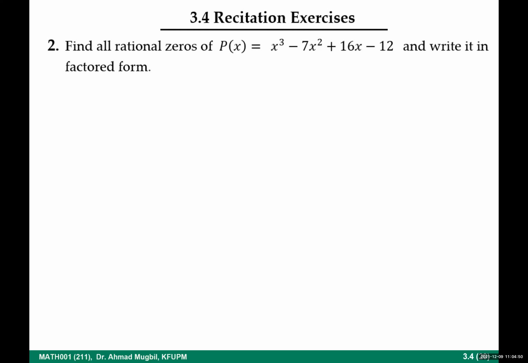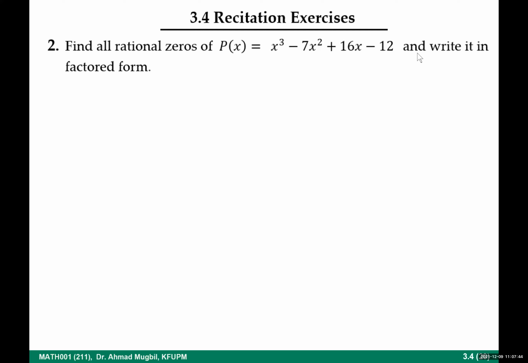You have a polynomial of degree 3, so it is easy to factor it and find the zeros. You just need to find one zero. If you can find one zero for this polynomial, the remaining factor will be of quadratic type, and you can factor it if it is not a prime polynomial. Right, let me pause the recording.